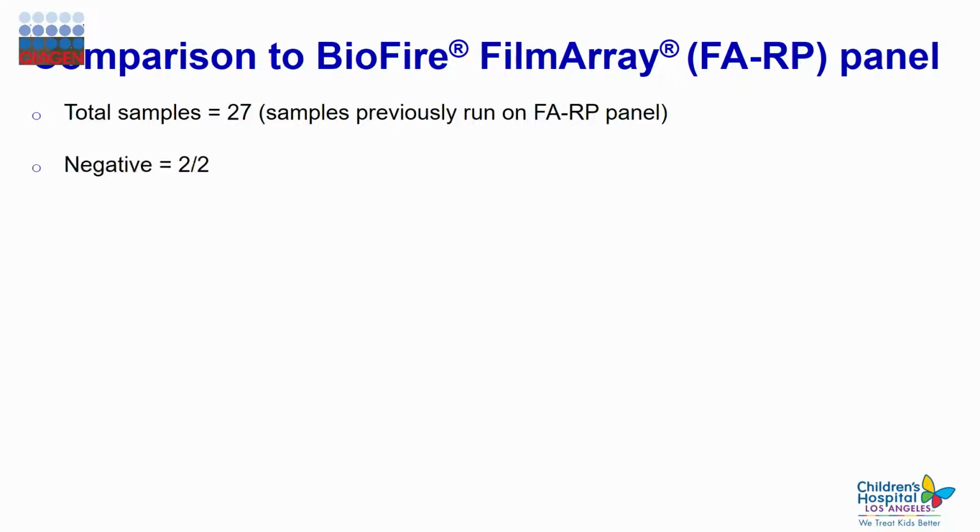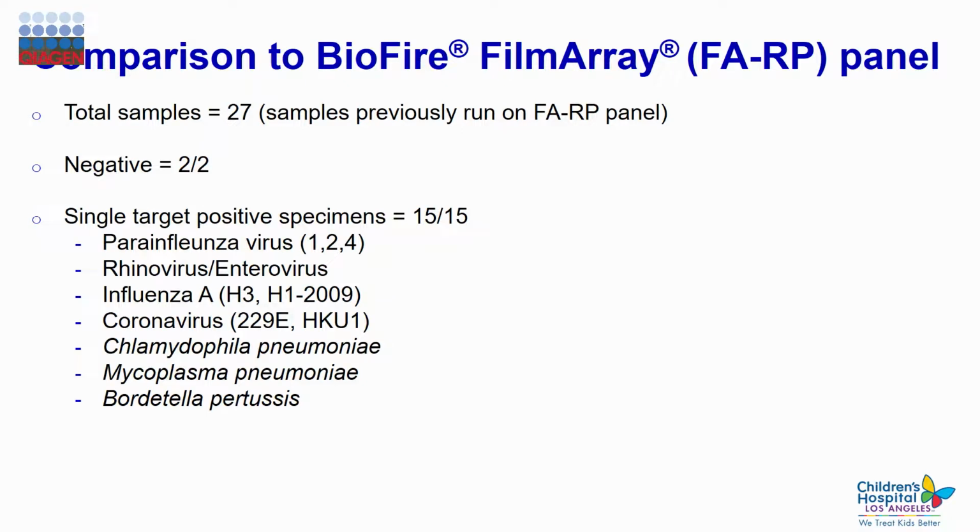We tested a total of 2 samples that were negative, and these 2 samples were negative using both panels, so negative on the QIAstat and negative on the BioFire panel. We tested a total of 15 samples that were positive for single targets, and in 15 out of 15 cases, we had concordant results between the BioFire panel and the QIAstat panel. So for single targets, we have a sensitivity of 100% and specificity of 100%.